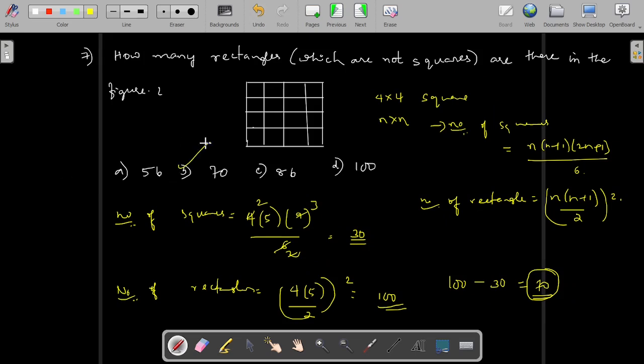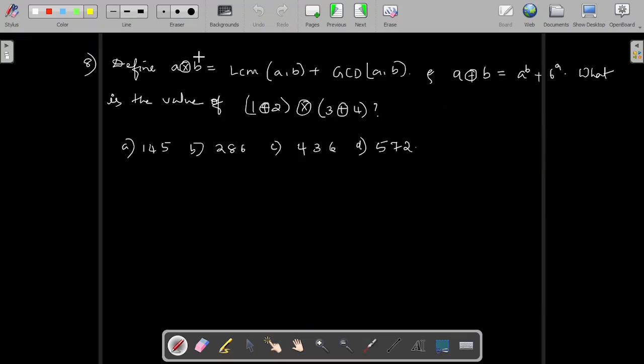Eighth question, define this binary operation. There are two binary operations. One is denoted like this and another is this. This is LCM of A comma B plus GCD of A comma B. LCM means least common multiple. GCD means greatest common divisor, which is same as HCF, highest common factor. So here you have to evaluate 1 plus 2 this expression first. So that gives you LCM as per this definition.